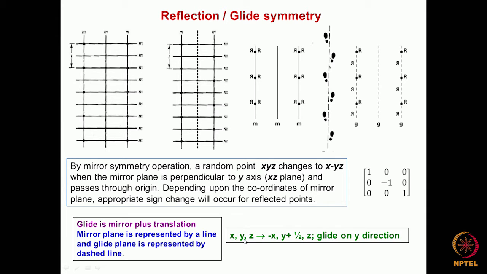If the coordinates are x, y, z, this changes to minus x, y plus half, z. This coordinate transformation takes place only for glide; when it is taking place on y, glide is present in the y direction.